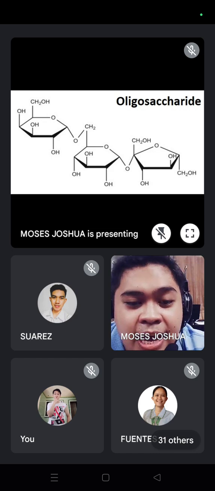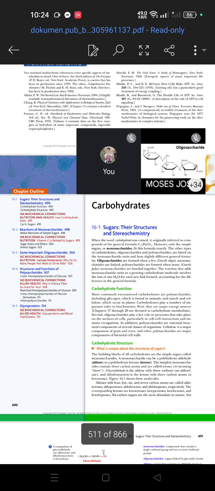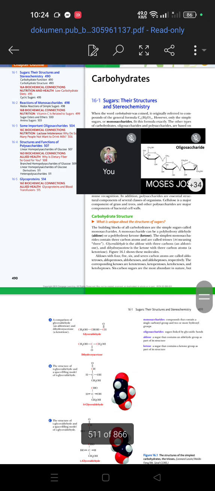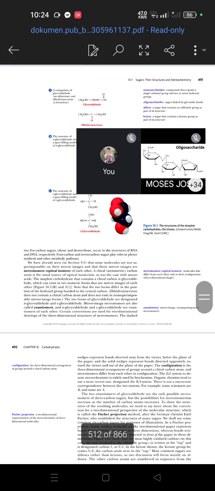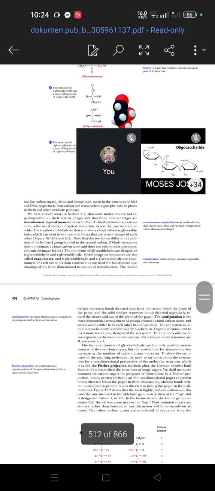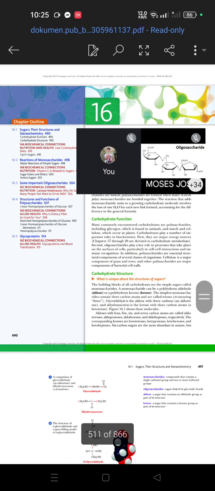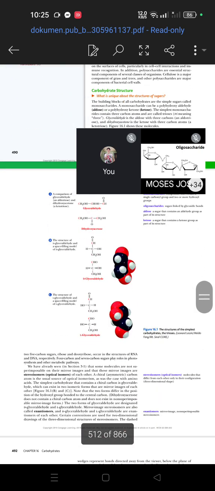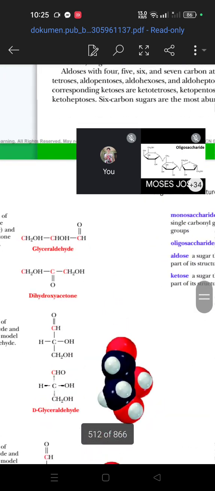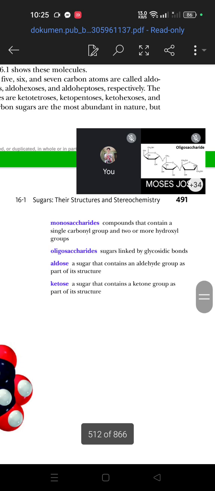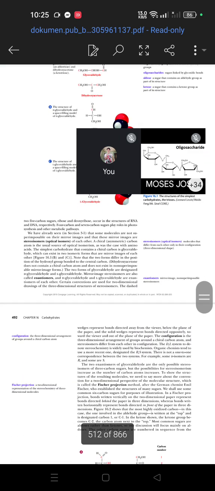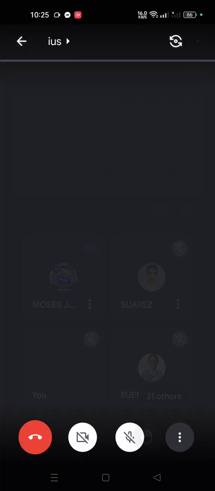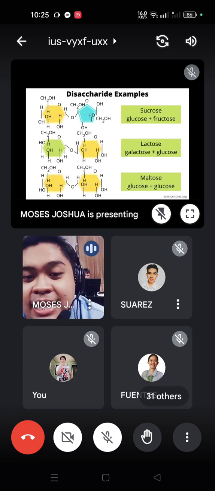Okay? So again, when we say oligosaccharide, it is a carbohydrate that contains 2 to 10 monosaccharide units covalently bonded to each other. And disaccharides are the most common type of oligosaccharide. So oligo is 2 to 10, and the common type is the disaccharide, because from its name, it contains 2 monosaccharides. But again, oligosaccharide is 2 to 10. Okay, so let's proceed with the disaccharide examples.